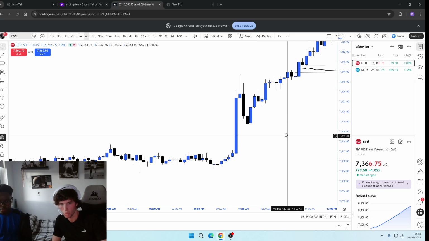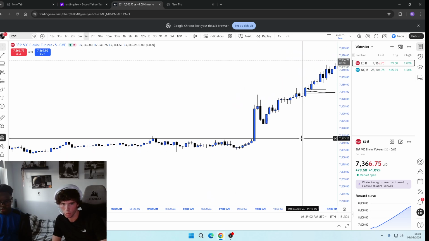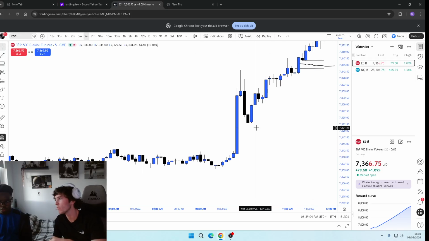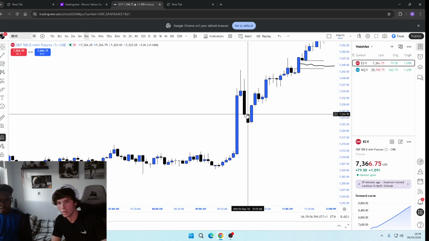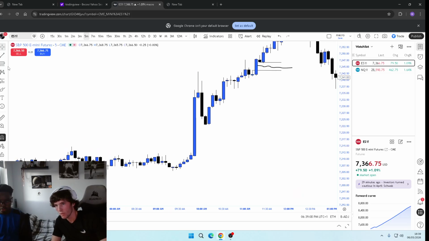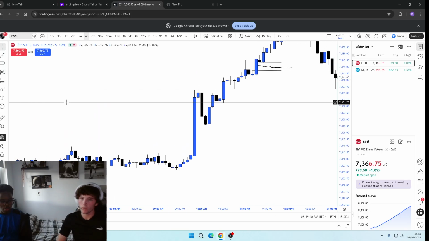We'll do one more, and then we'll do one of an inverse fair value gap. So here's another fair value gap. In fact, I'll let you try and spot the fair value gap. You don't have to use any of the tools, just point it out. Where do you think the fair value gap is?